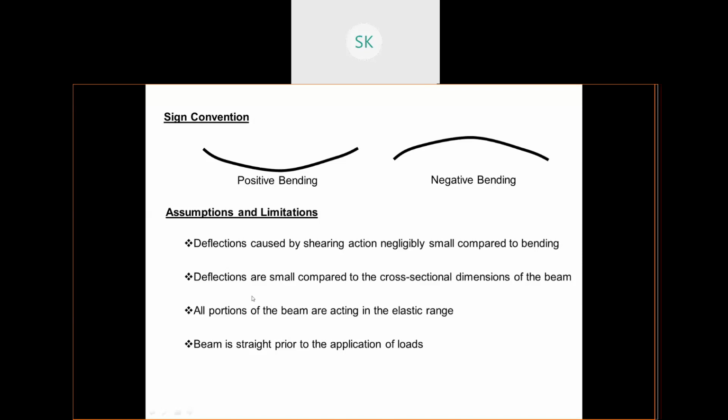Suppose your beam has a size of 400 mm by 300 mm and it is 9 meters long. The deflections are very small compared to the cross-sectional area. And if you get a large deflection, then you will be out of your job. The boss will throw you out. You have to design those beams in such a way that you get minimum deflection. All portions of the beam are acting in the elastic range.